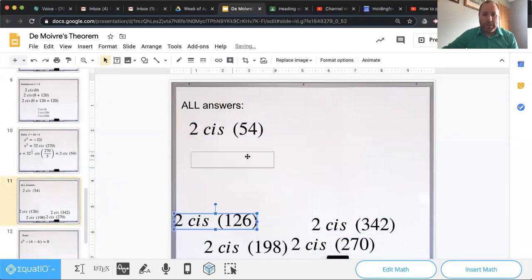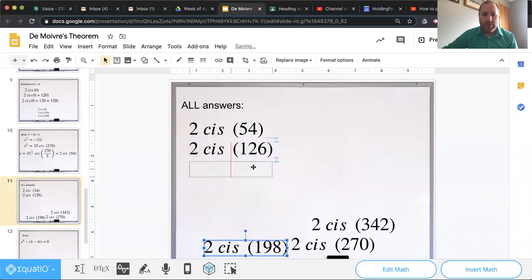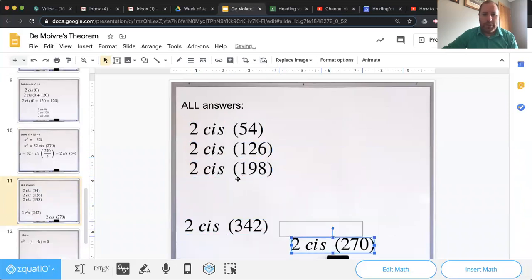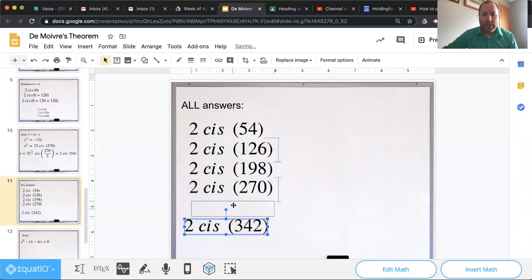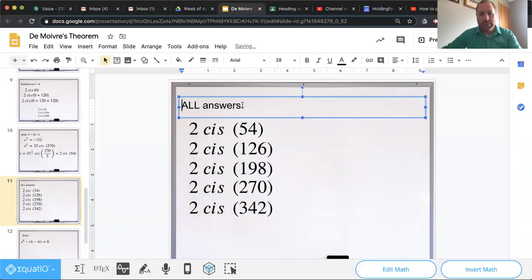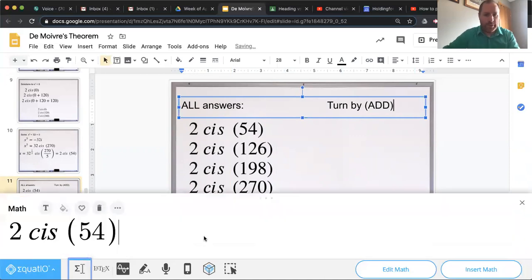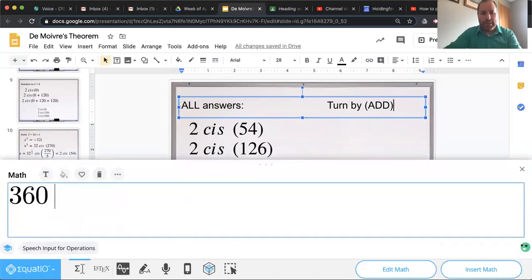And so we'll put these in a nice little order so that we can kind of see, oh yeah, we're just adding that each time, right? All answers we need to start or turn by, in other words, add. Let's see, how did we figure that one out? We did 360 divided by 5, which is 72.